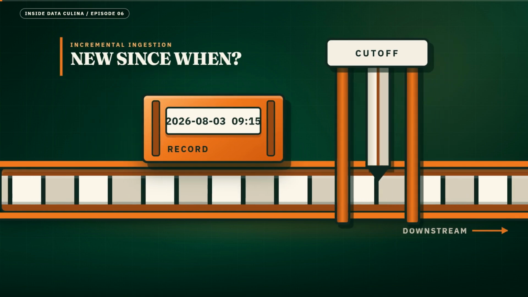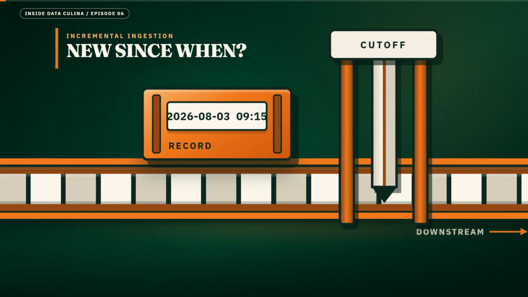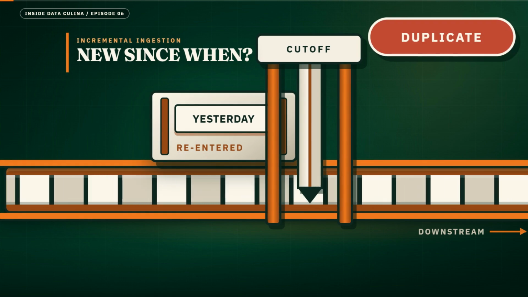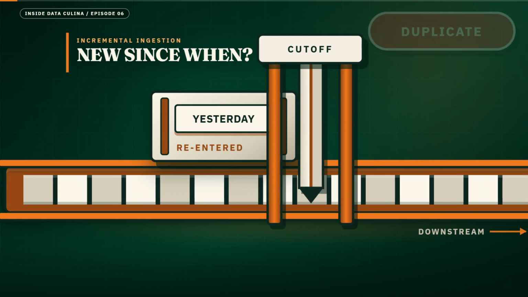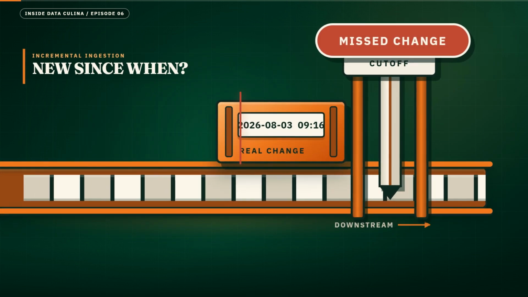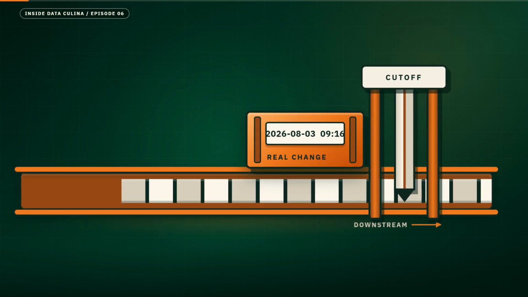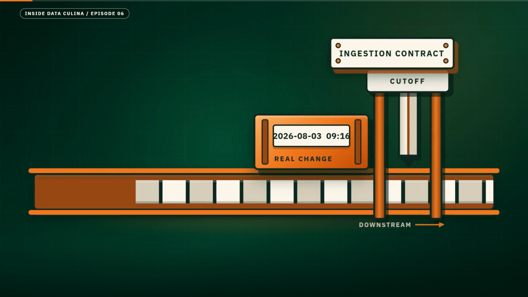Every incremental load begins with one dangerous question: new since when? Set the boundary too old, and yesterday's rows return for an encore. Too new, and real changes vanish. Neither is fun to explain on Monday morning. Data Culina treats that boundary as part of the ingestion contract.